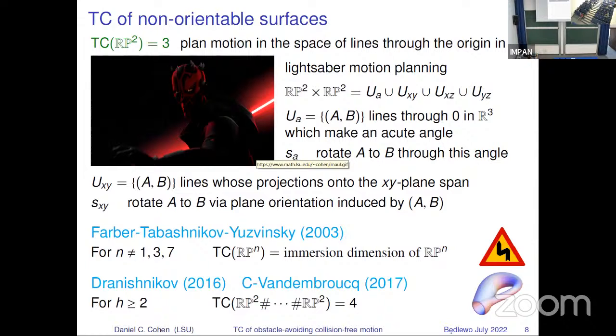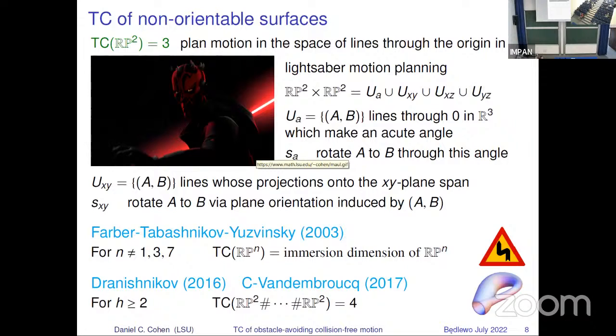So the first open set consists of all lines that make an acute angle in the plane they span, and you can just move one line to the other through that angle. The second one, for example, look at all those pairs of lines whose images in the XY plane span the plane. And then you have a preferred direction from the image of line A to the image of line B in the plane. You can lift it up to 3 space. And the other 2 are defined analogously.